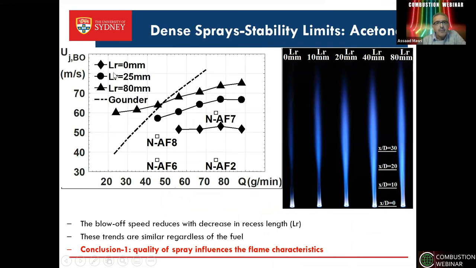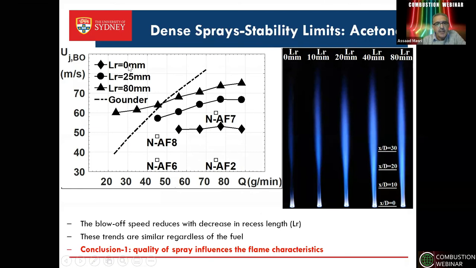So this is now a recess distance of zero for the diamonds, and that's where the flames blow off at this velocity of 50 meters a second. Underneath that, you get stable flames. If you recess the needle to 25 mil upstream of the exit plane, the stability limits improve. And then if you recess the needle further to 80 millimeters, the stability limits improve even further.